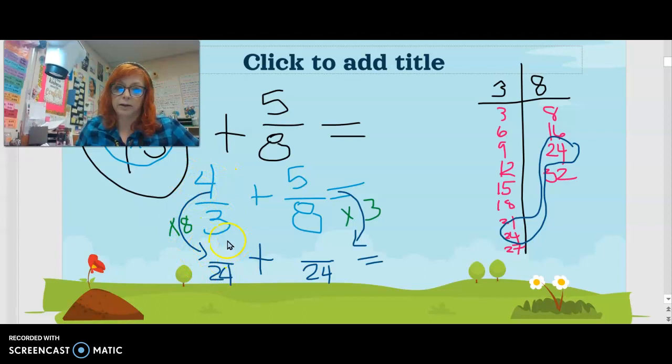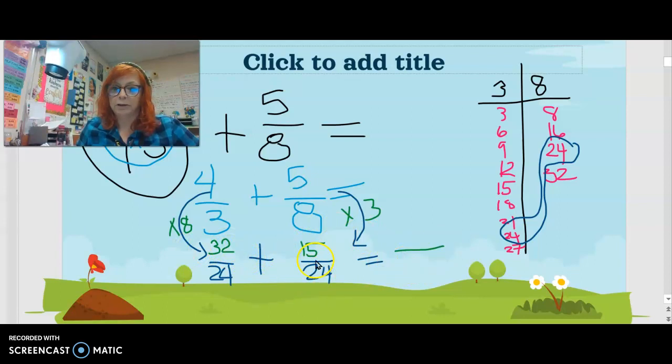What's going to go here in this space? 4 times 8, which is what? 32. And what am I going to multiply over here? I already did 8 times 3 is 24, so now I do 5 times 3 is 15. Now I add them together.